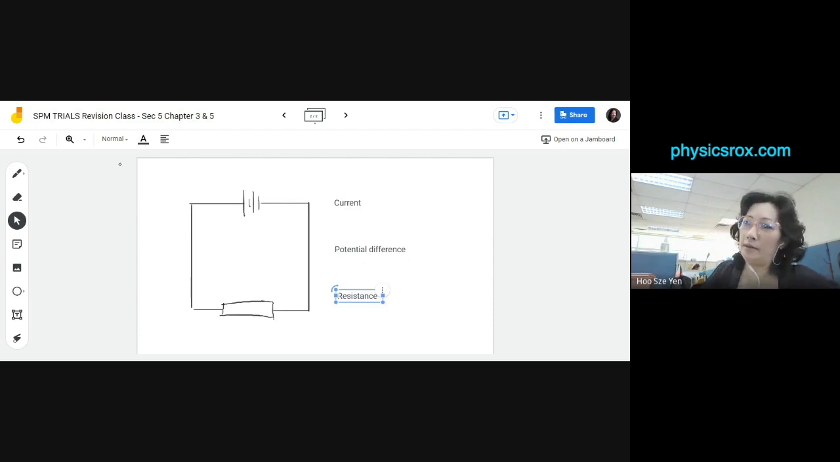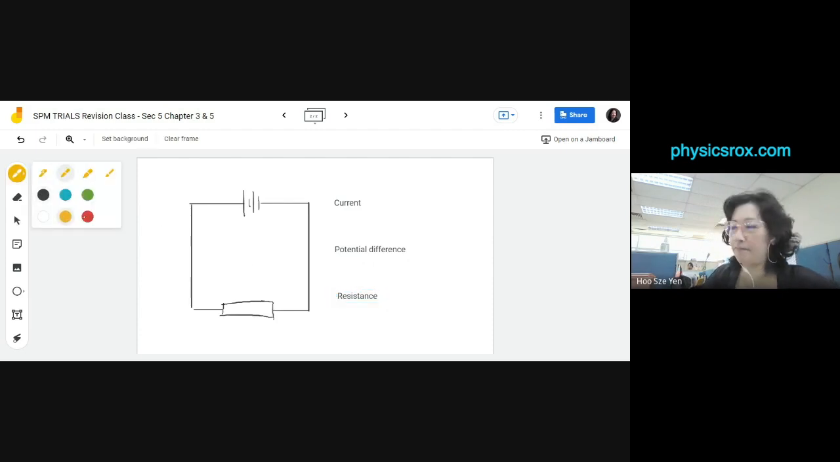Current formula is given. Current formula is I equals Q over t. So what is I? I is the rate of flow of charge: how much charge is flowing through the circuit at that point every second. Potential difference, on the other hand, is the work done to move a unit charge between two points in a circuit. So it's a work done.